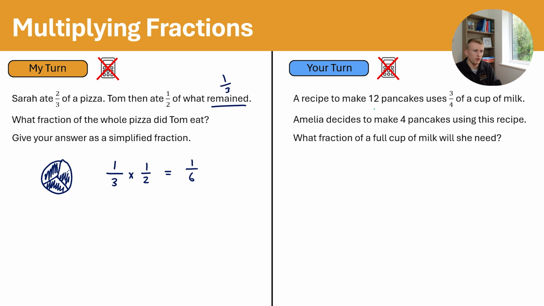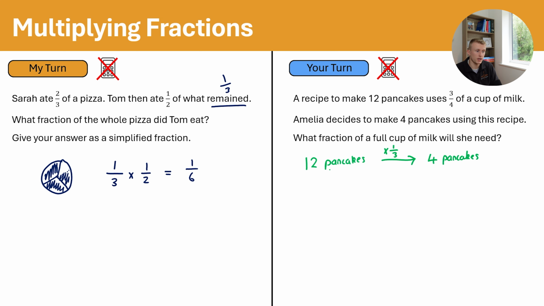A recipe to make 12 pancakes uses 3/4 of a cup of milk. Amelia decides to make 4 pancakes using this recipe. What fraction of a full cup of milk will she need? So we know that the original recipe makes 12 pancakes. But Amelia wants to make 4 pancakes, which is actually 1/3 of the amount in the original recipe. So she only wants to make 4.